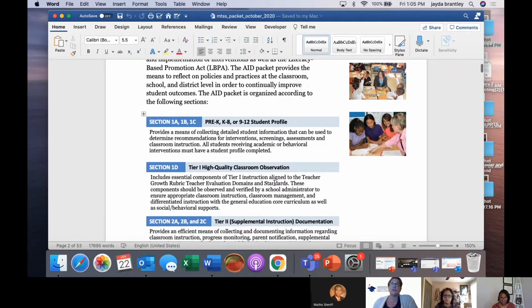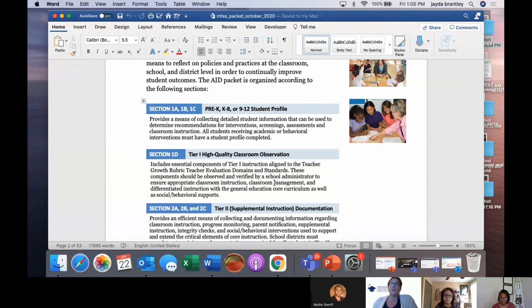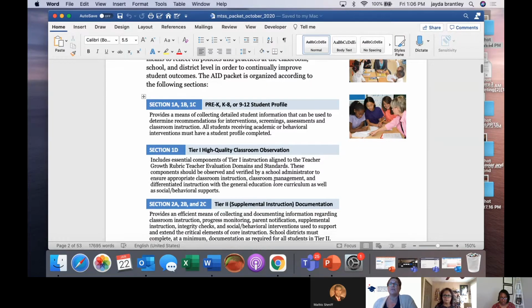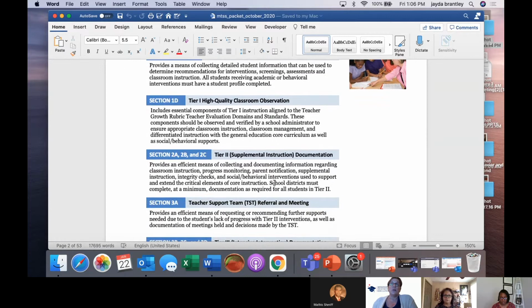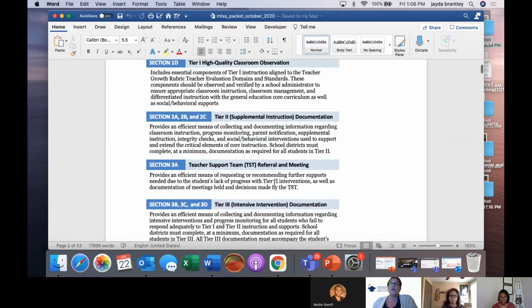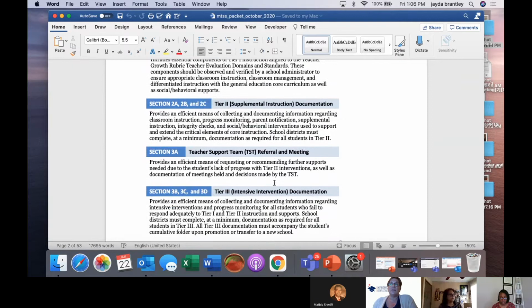So you can see, for example, section 1A, 1B, and 1C pertain to pre-K, K-8, and 9-12 as far as the profile sheets. That is simply those profile sheets, which we will go over in just a moment. Section 1D contains the Tier 1 high quality classroom observation for the administrator to complete. Section 2A, 2B, and 2C is the supplemental instruction documentation, which, to me, is the meat of the packet because that's actually your plan for intervention and how you're going to progress monitor.